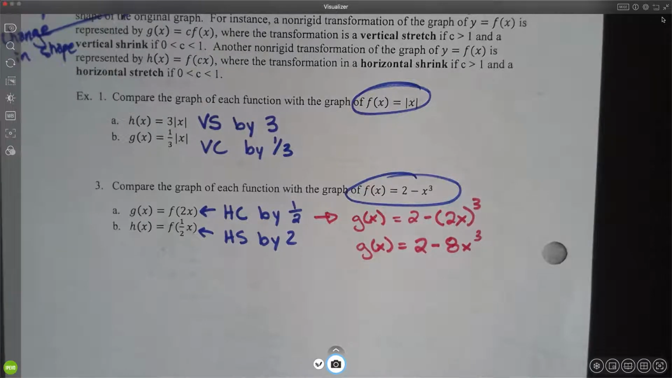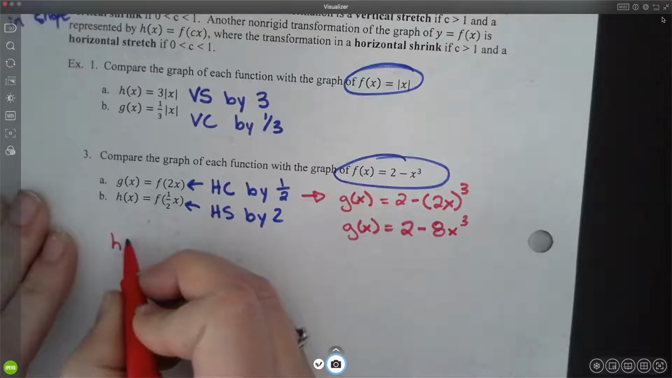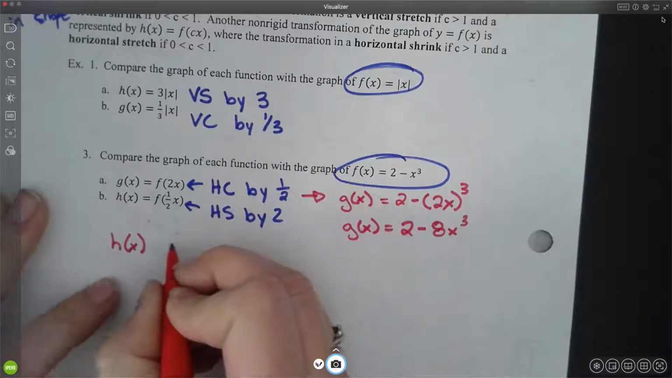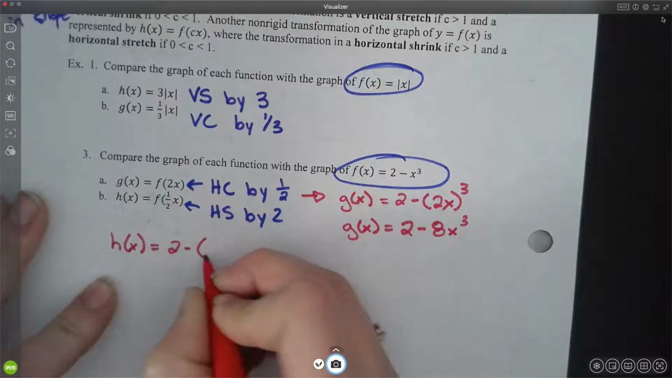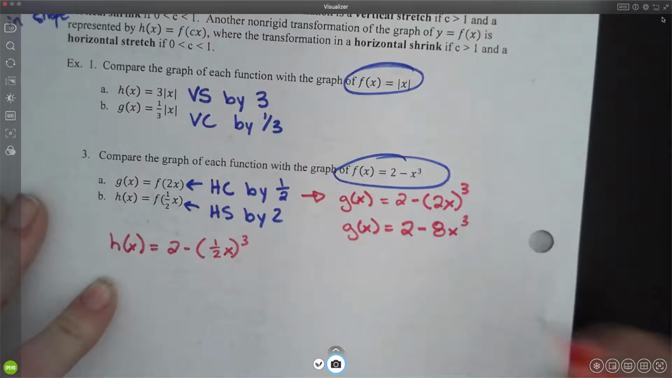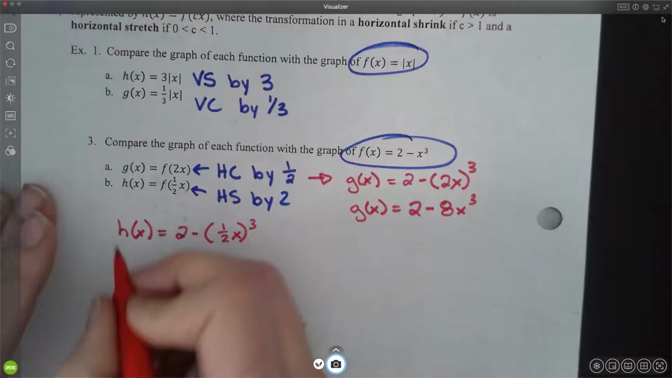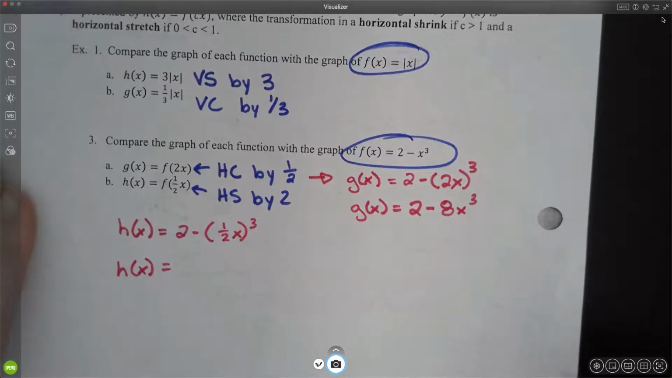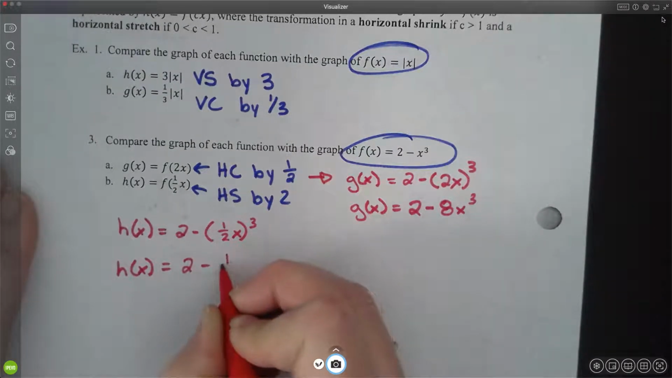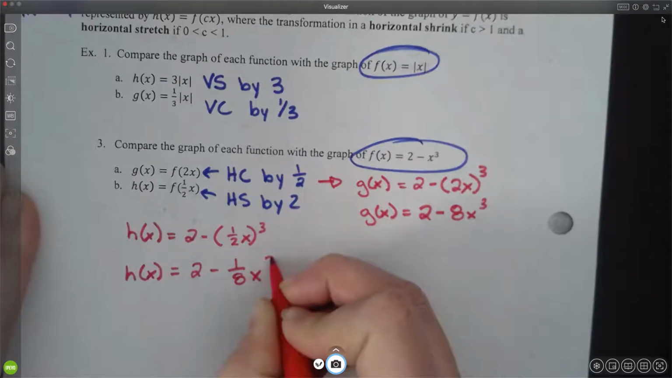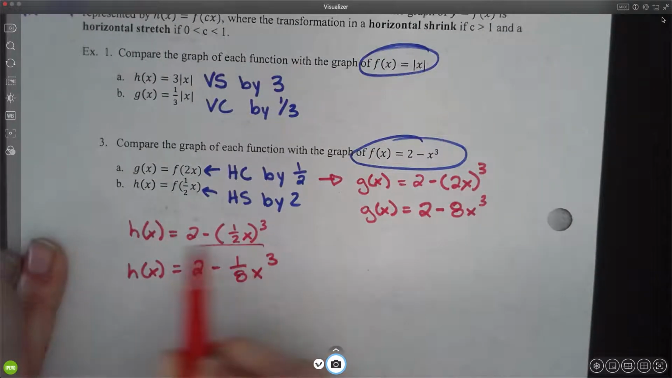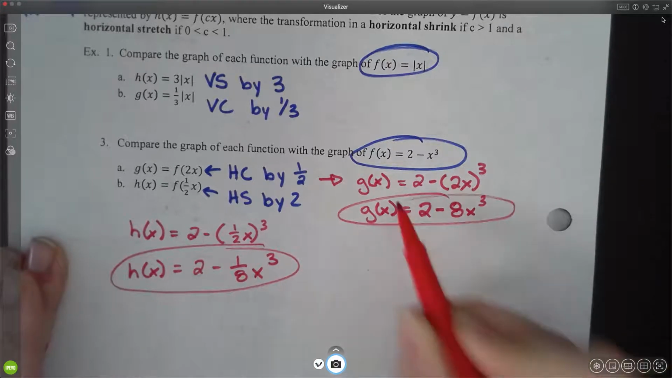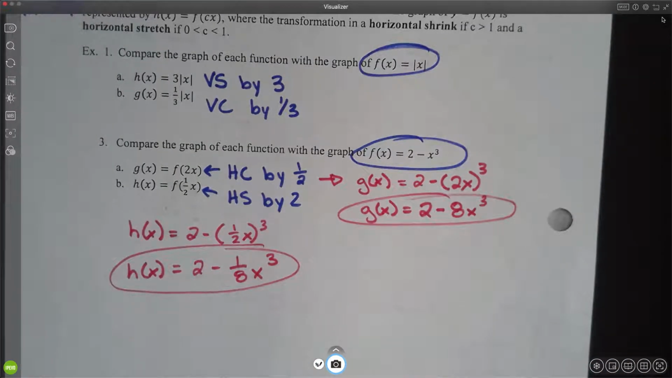Now, the part B, they call it h of x. And here we are plugging in 1/2. So, 2 minus 1/2 x to the third power. Let's simplify him, get rid of the parentheses. H of x equals 2 minus 1/8 x to the third power. Those are those guys. So be careful what they're asking for, if they're asking for the function or for you to describe what it is. All of those things mean the same thing.